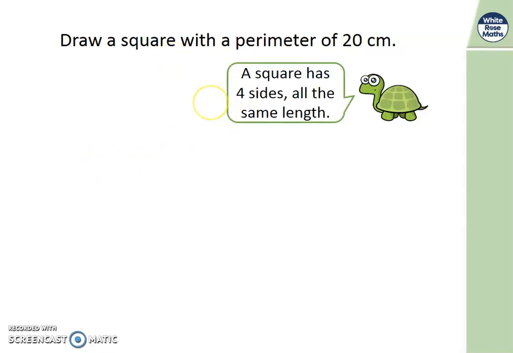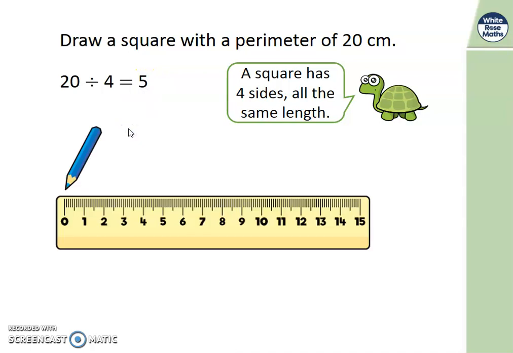Thanks, Tiny. You're exactly right, so all the sides are the same length. So I can do this. I can take the full perimeter and share it out between the 4 sides, which is 5 centimeters on each side. Let's have a go at drawing that. Let me show you how to do it, because you're going to do this in a minute yourself for the shape that I ask you to do.